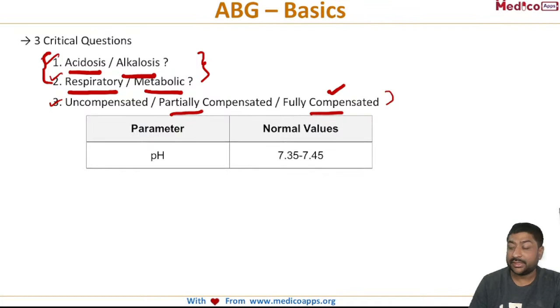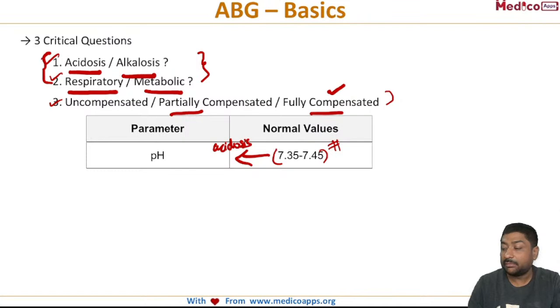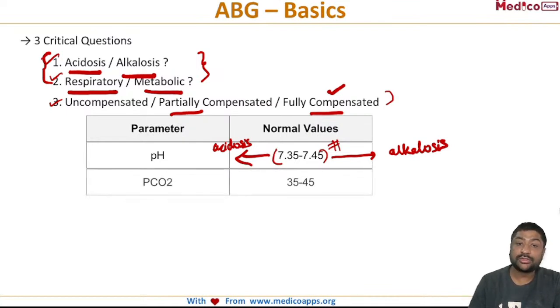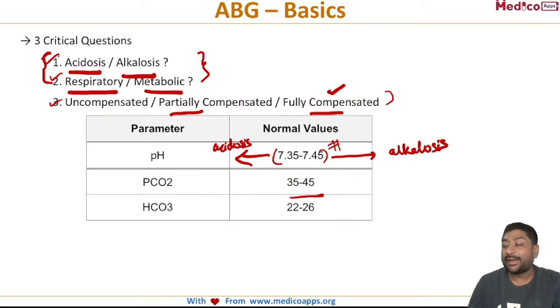First is the pH. 7.35 to 7.45 is the normal pH of arterial blood. Remember, anything below 7.35 will be acidosis, and anything more than 7.45 will be alkalosis. Is it clear? Then we need to know the PCO2. The normal PCO2 is 35 to 45. Then we also need to know the bicarbonate levels. The normal bicarbonate level is 22 to 26.